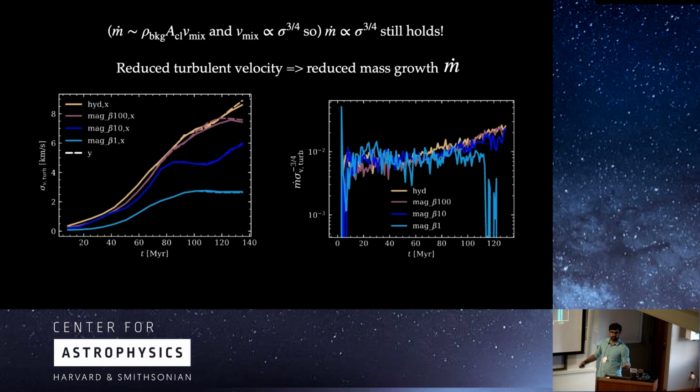This is something that has also been seen in just purely cloud-wind interactions. This scaling remains the same even throughout that. So all that this is telling you is that because you have reduced turbulent velocities, by turbulent velocity I mean in the x and y directions, you get reduced mass growth by that exact same relation, which holds across.